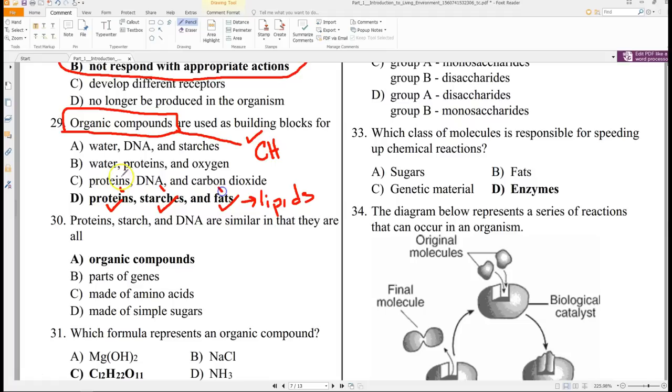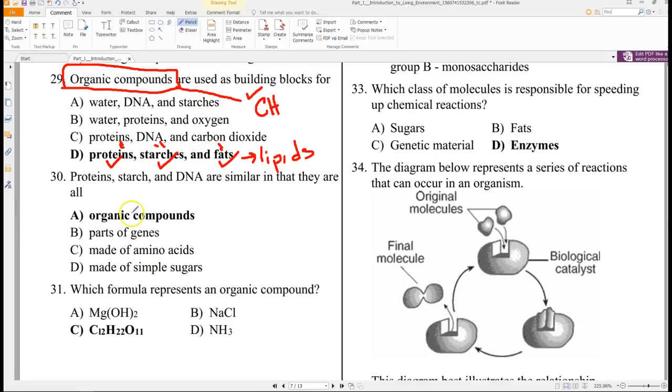Organic, organic, organic. Living, living, living. Found in living things. Remember these two things that I said. Next: proteins, starch, and DNA. DNA is an organic molecule only found in living things. They are similar in that they are organic compounds. DNA is also an organic molecule.